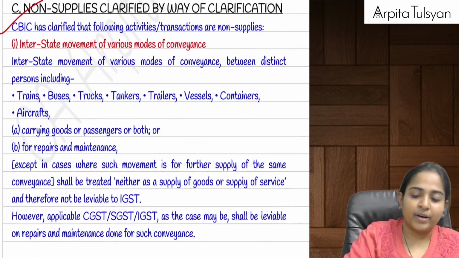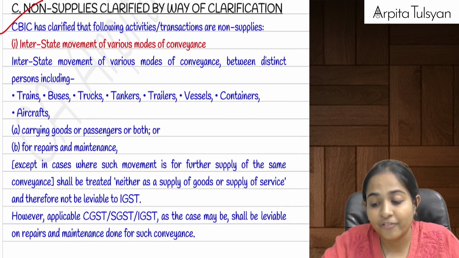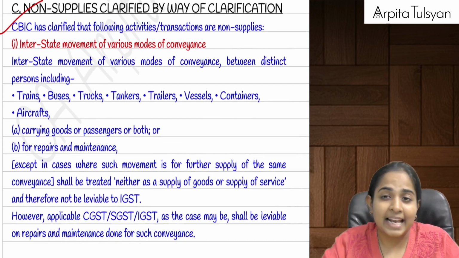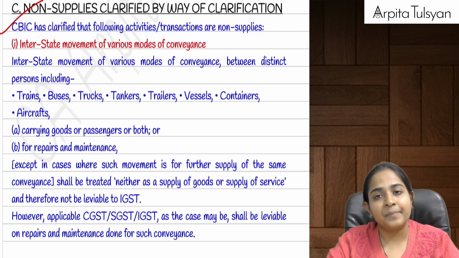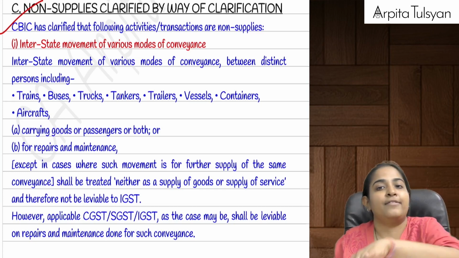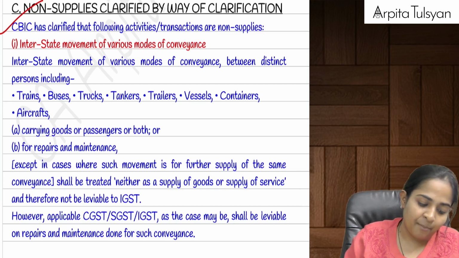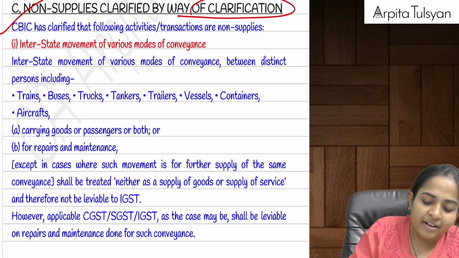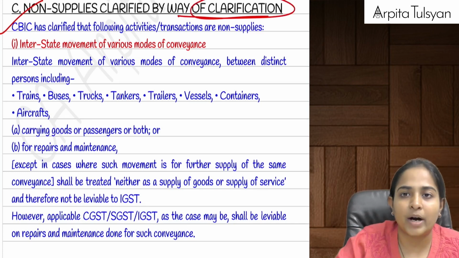Then the last one, third one, was by way of clarification. So this is clarification, means they are telling that logically it is non-supply. If you have any doubt, we have given a clarification to you for the same. So non-supply is clarified by way of clarification. Just try to understand this, everyone.